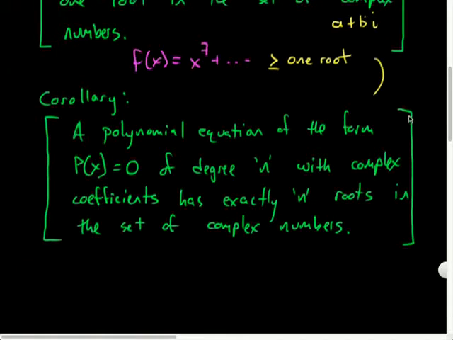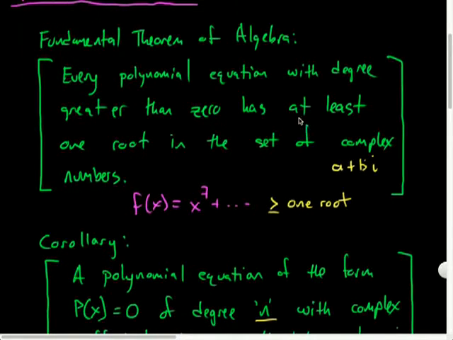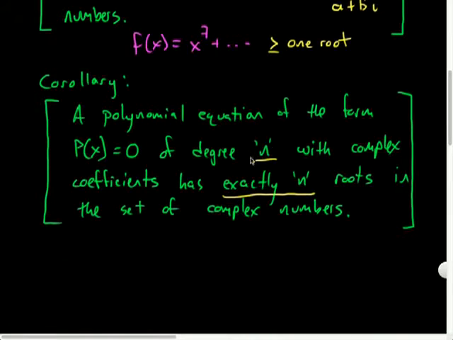It says that a polynomial equation of the form p of x equals 0 of degree n, so we're getting specific now, with complex coefficients has exactly n roots in the set of complex numbers. So this one said there's at least one, and it's like, okay, thanks. But the corollary is going even further, saying if your degree is n, you have exactly n roots in the set of complex numbers. So in the case of this mini example, I would say it has exactly 7 roots.